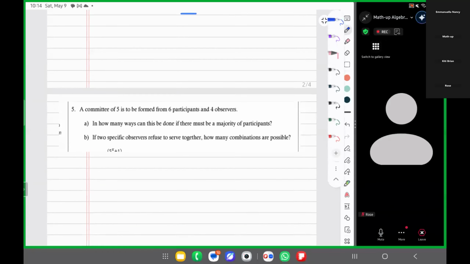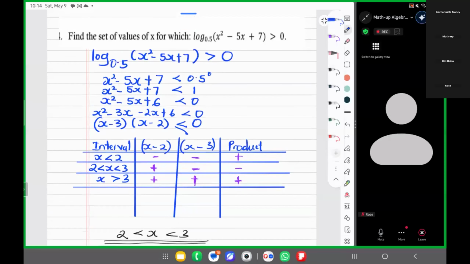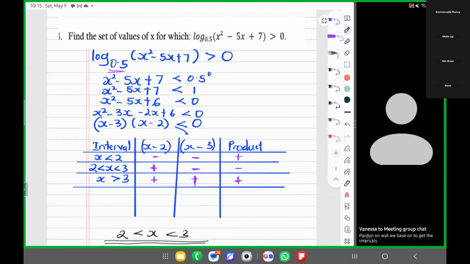Oh, someone is saying, could you explain the first step of the solution? Okay, in the first step, I changed the sign because the base we have over here is less than 1. So every time you have a base that's less than 1, you change the sign of your inequality. Why? For logarithms where the base is less than 1, the logarithm is a decreasing function.